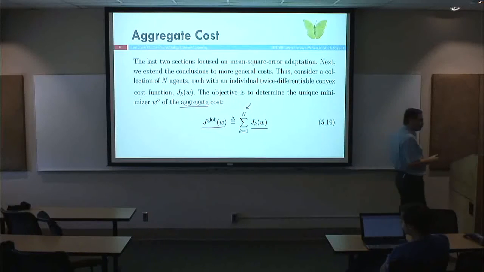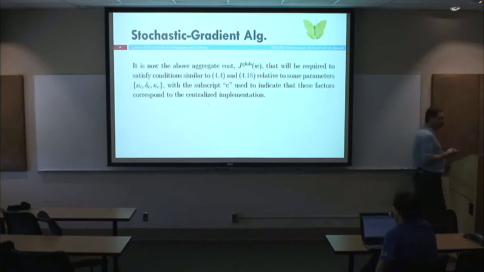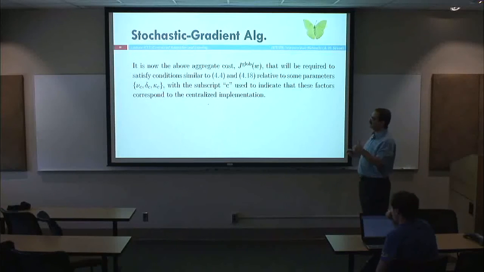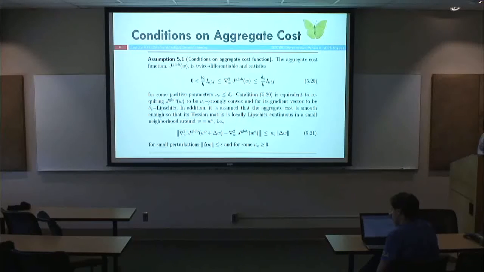So whenever we have an aggregate cost, and we are going to have it in the network context, we are going to assume that the aggregate cost satisfies conditions similar to what we talked about before in the individual cost case. Okay, so let me mention the conditions and then I'm going to make a remark, okay?